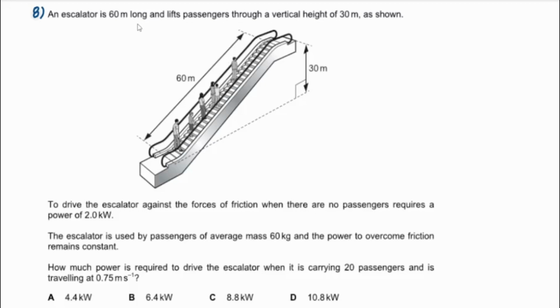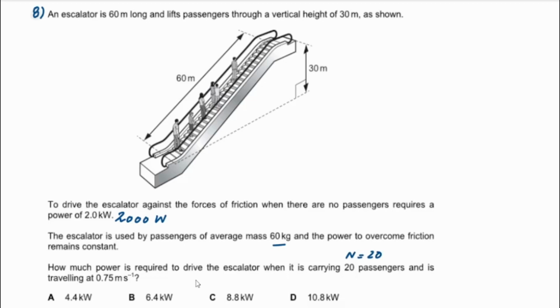So ladies and gentlemen, here we have the next one. An escalator is 60 meters long and lifts passengers through a vertical height of 30 meters as shown. To drive the escalator against the forces of friction when there are no passengers requires a power of 2000 watts. The mass of each person is 60 kilograms and they travel with a constant speed of 0.75 meters per second. It is carrying 20 persons, and what we need to find is the power that is required to drive the escalator.